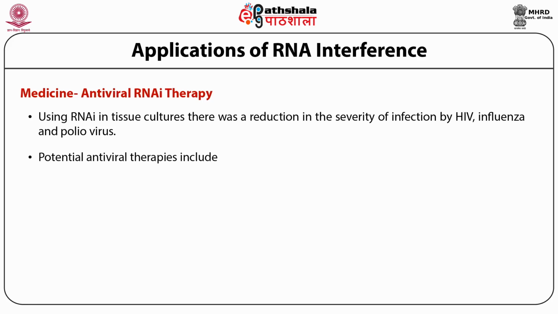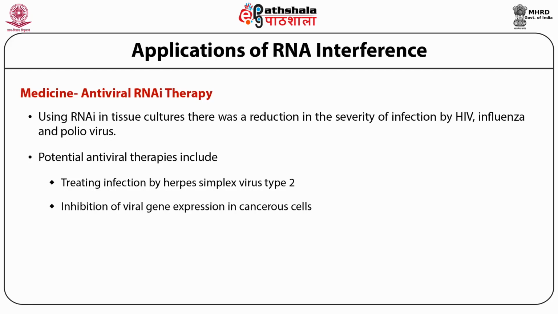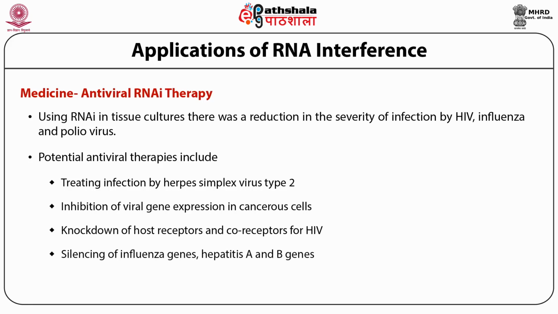Potential antiviral therapies include treating infection by herpes simplex virus type 2, inhibition of viral gene expression in cancerous cells, knockdown of host receptors and co-receptors for HIV, silencing of influenza genes, hepatitis A and B genes, and inhibition of measles viral replication.